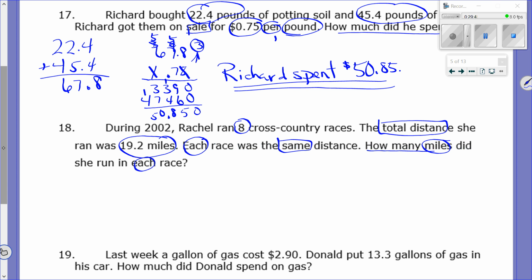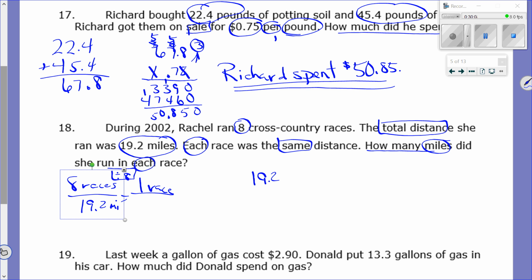So a few different ways to think of this one. You could set it up as a proportion. I have 8 races and 19 2/10 miles, and I want to find out what it is in one race. How do I go from 8 to 1? Divide by 8. So I need to do the same to the 19 and 2/10. So 19 and 2/10 divided by 8. Do I need to do anything to the decimal?